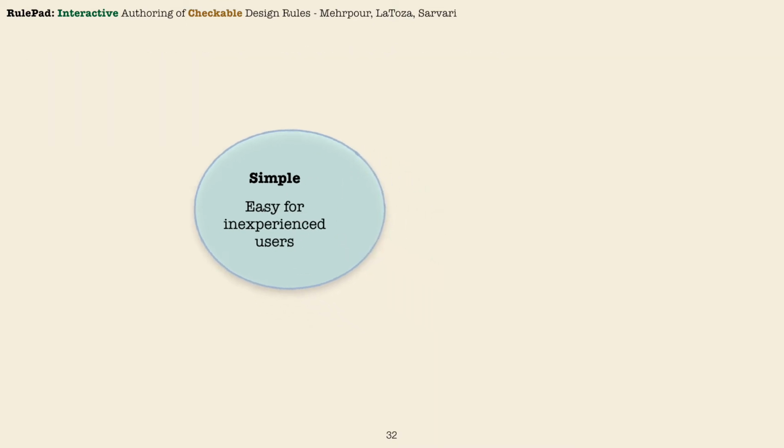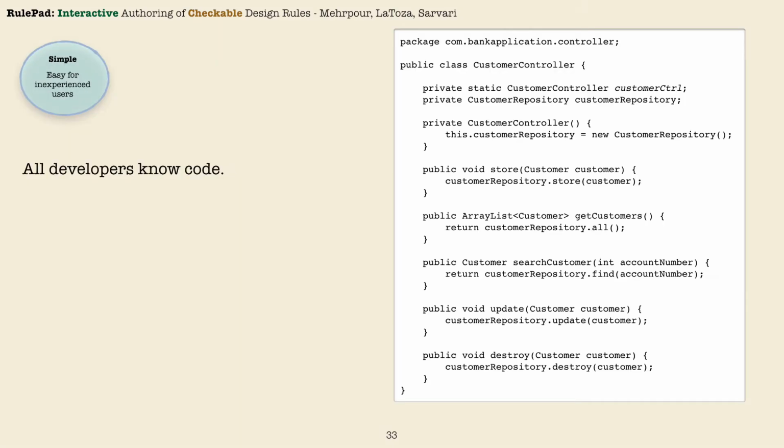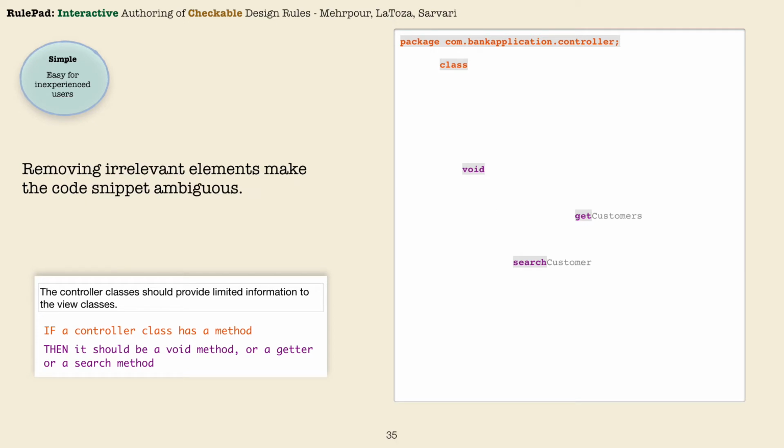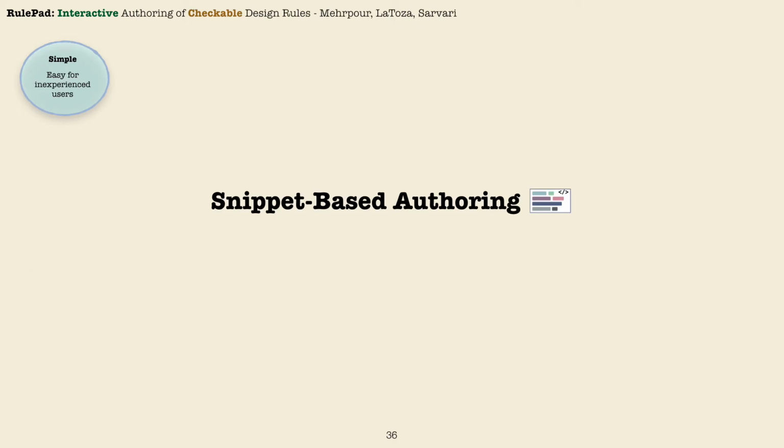Now let's start with finding a simple approach. All developers know code. Also, patterns of design rules can be shown through code snippets, as it is already done in traditional documentation. But not all elements in code snippets are relevant to a design rule. And the challenge is that if all irrelevant elements are removed from code, the remaining code snippet is ambiguous, and we cannot determine the type and role of the remaining elements. So we need an approach to address this challenge.